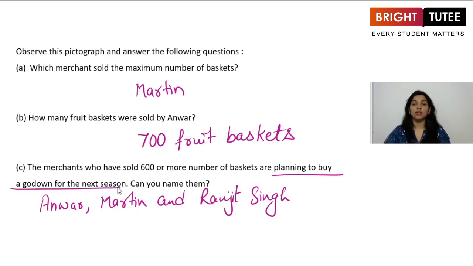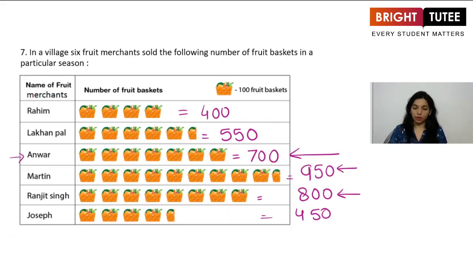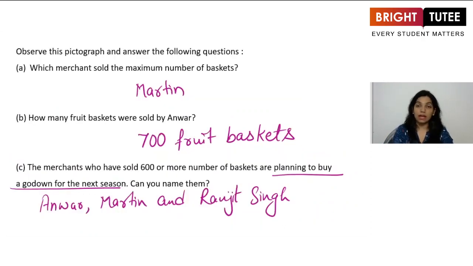So these 3 are the people who are going to plan to buy a godown for the next season because they are selling 600 or more fruit baskets. Even if you had a number here as exactly 600, you would include that name, but we can see everything is either less than 600 or more than 600, so we are not including anyone who has 600 here. I hope all these answers are clear.